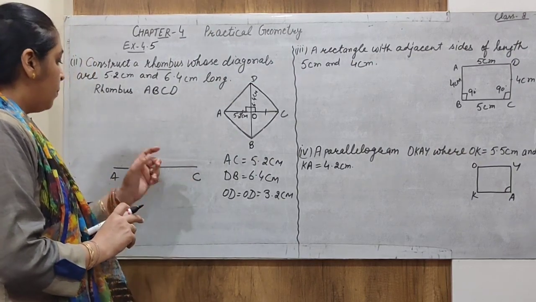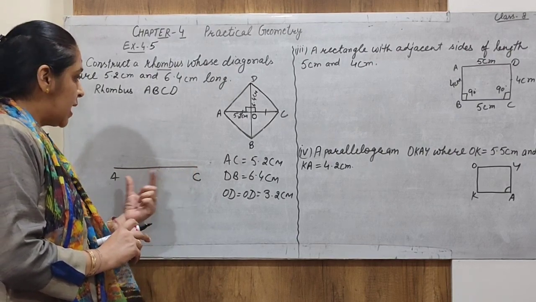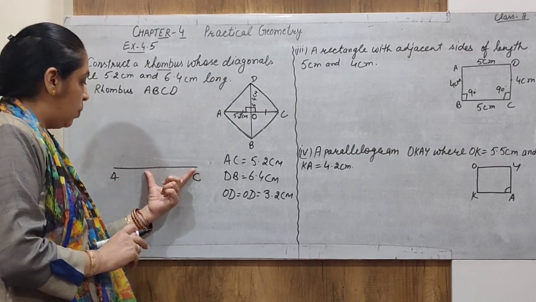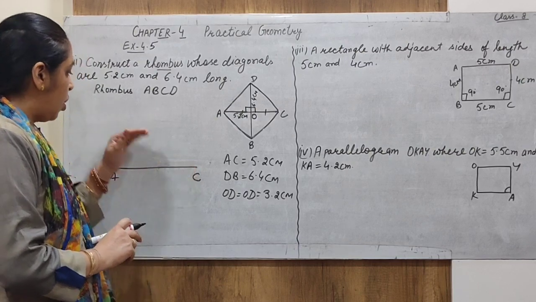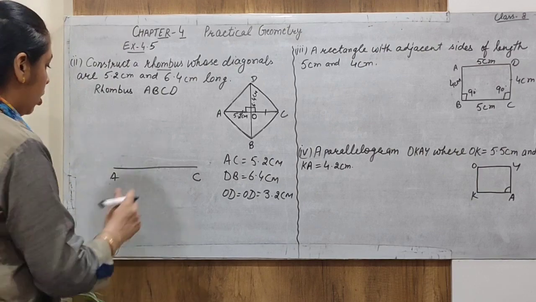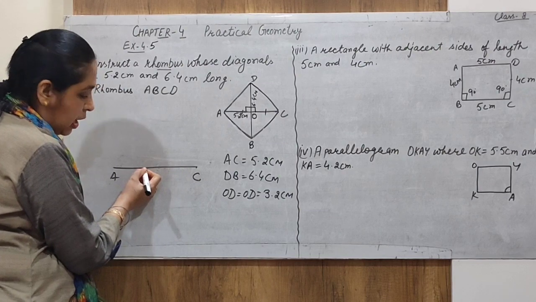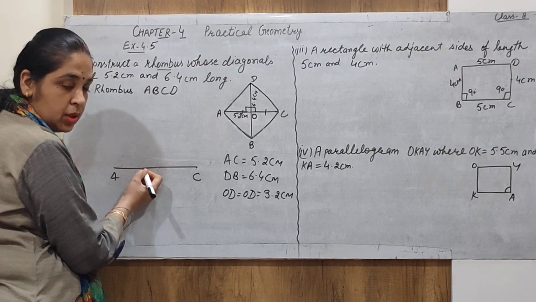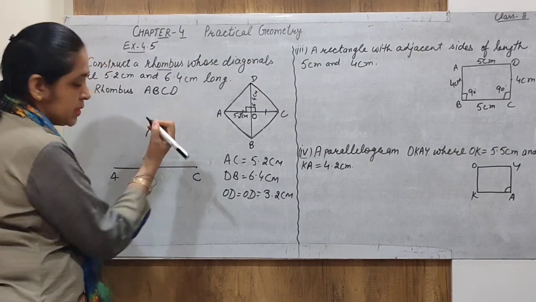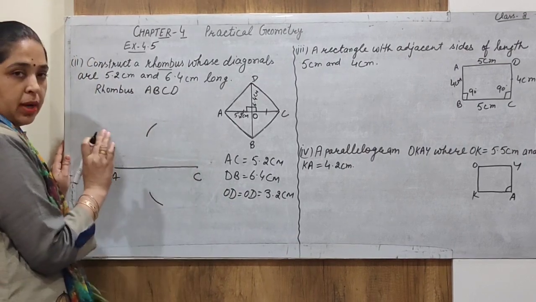How can we draw it? Open your compass more than half of the line. This line is 5.2, so open it approximately more than half. Draw an arc on the upper side and on the lower side as well. So from point C, considering C as center, open your compass more than half and draw an arc on the upper side, and similarly draw an arc on the lower side of this point.